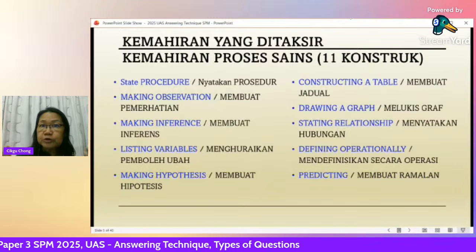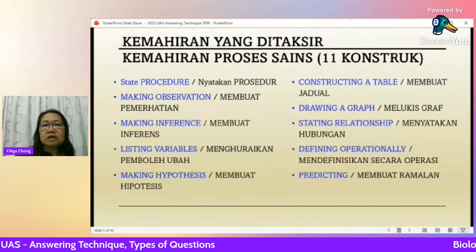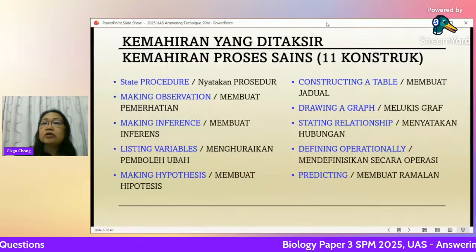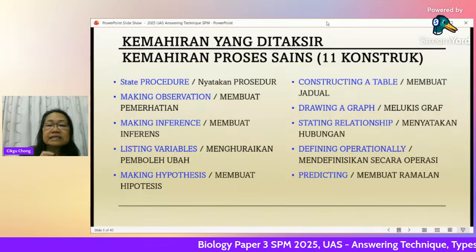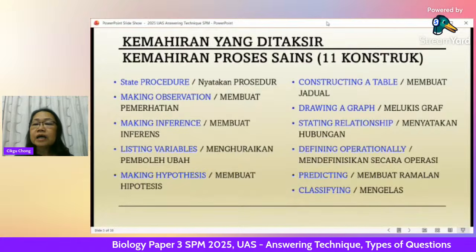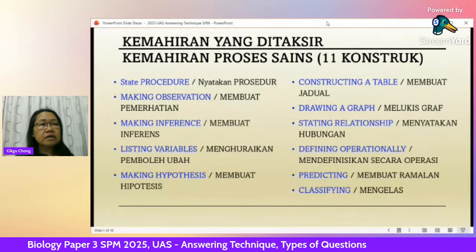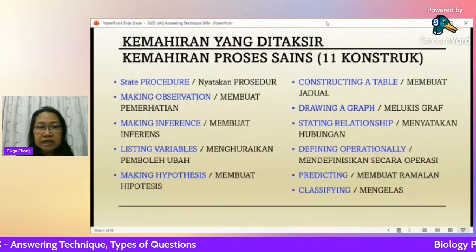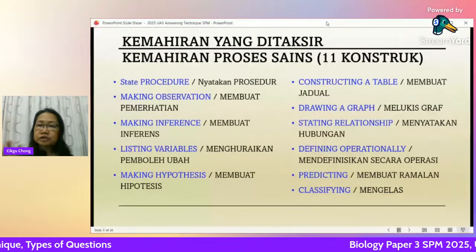So there's a very good format of the form of hypothesis that you can remember. So when you see the question, you apply it. Lastly, classifying. Classifying is simple. They give you a list of apparatus or materials. They ask you to classify which is apparatus, which is material, and so on.